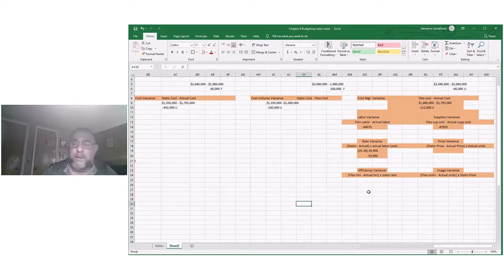Okay. If we look at the efficiency variance, the flex hours, 59,733 minus 59.9, multiplied by the $25 an hour. That gave me a negative value of 4,175. Whoops, I did it again with the mouse.